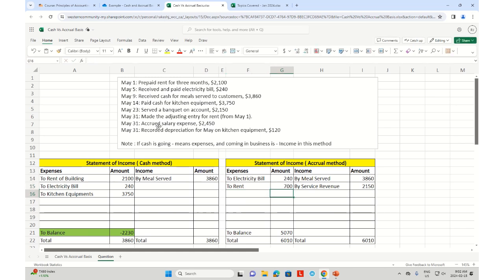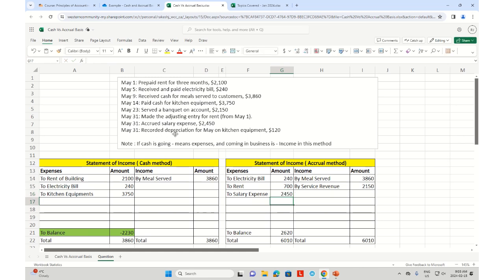Next we have accrued salary expenses. So salary is due but not paid. At the end of the period, we come to know like this. This is the adjustment entry again. So in this case, what is the meaning of this? It means the salary was due but the salary was not paid. So to salary expense, this is 2450.